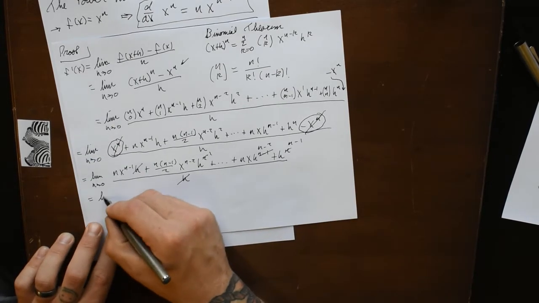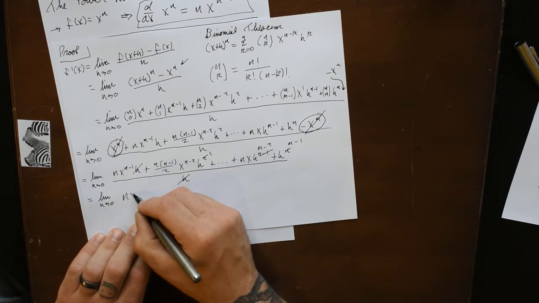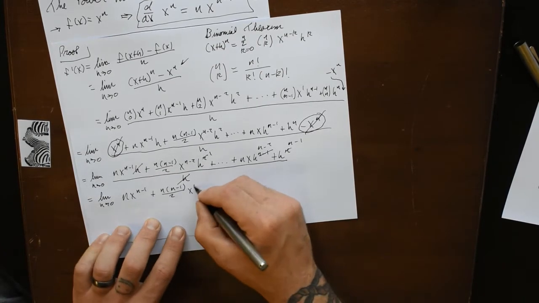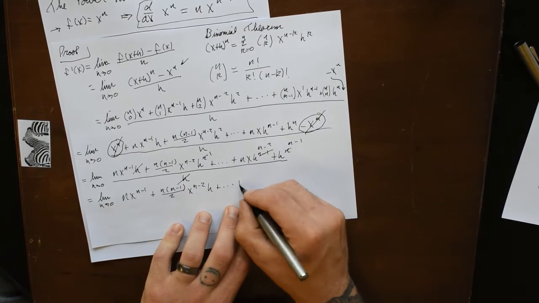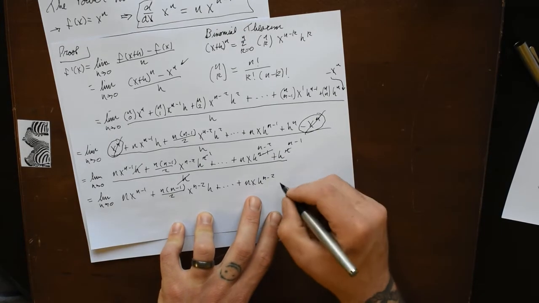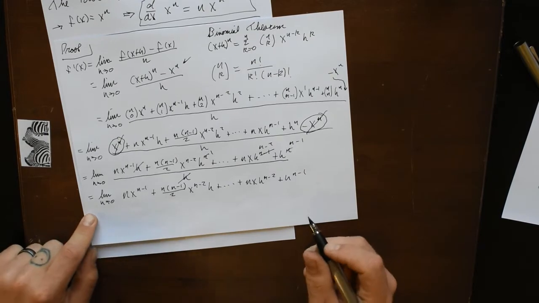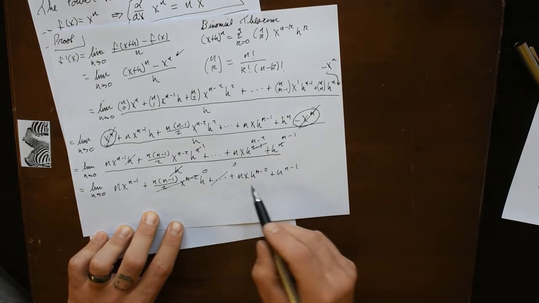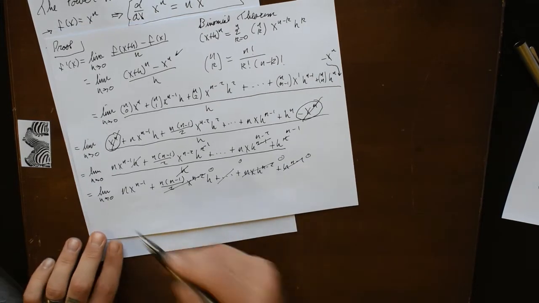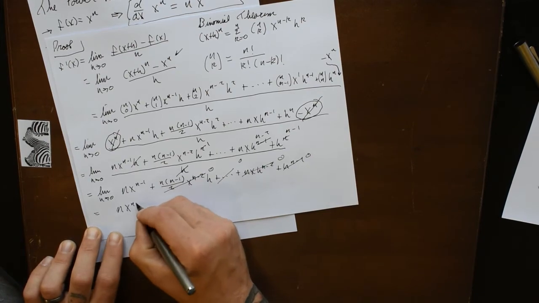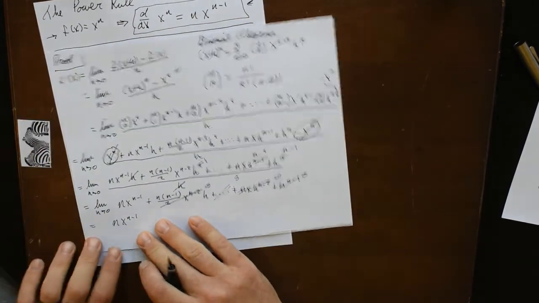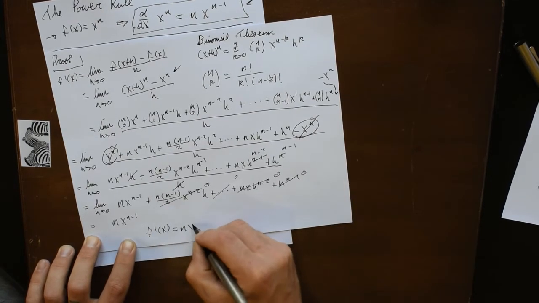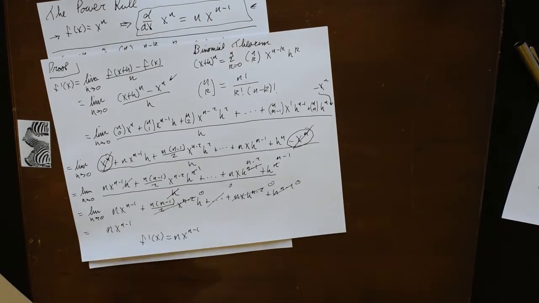So what we get is equal to the limit as h goes to 0 of n x to the n minus 1 plus n times n minus 1 divided by 2 x to the n minus 2 h plus some ellipses plus n x h to the n minus 2 plus h to the n minus 1. And as h goes to 0, all of these terms are going to have an h in them. So that term's going to go to 0. Everything in those ellipses is going to go to 0. And these last two terms are going to go to 0. After h goes to 0, all that we're left with is n times x to the n minus 1. Combining what we have here with here, that shows that if f of x is equal to x to the n, then f prime of x is equal to n x to the n minus 1. So this is awesome.